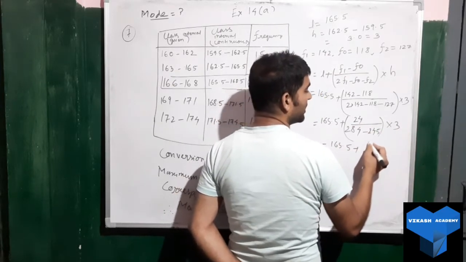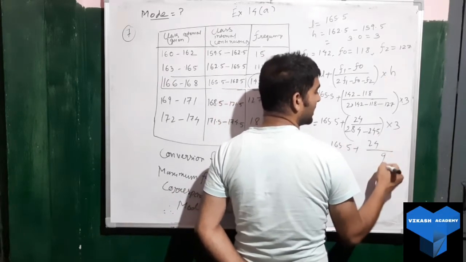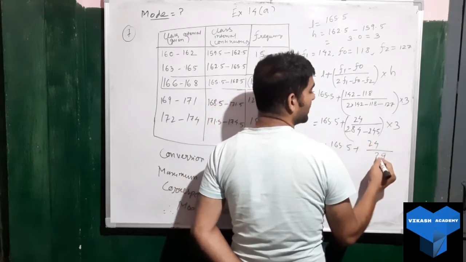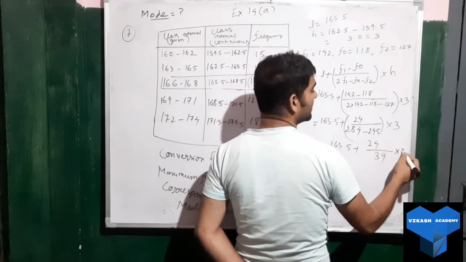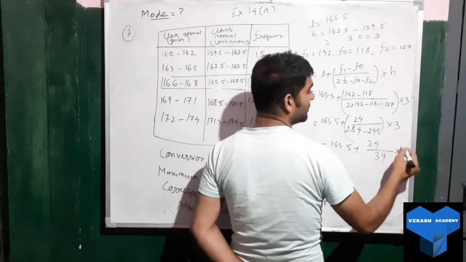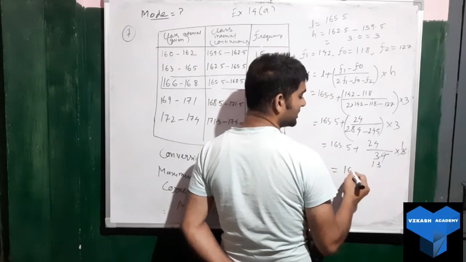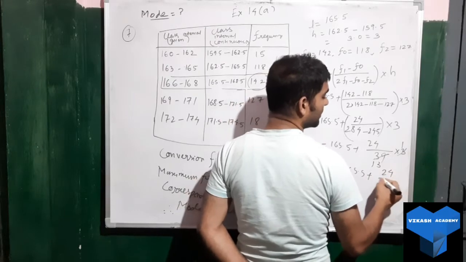165.5 plus 24 into 3, divided by 39. Next, try to cancel. 3 1s are 3, 3 3s are 9. So it will be 165.5 plus 24 by 13.